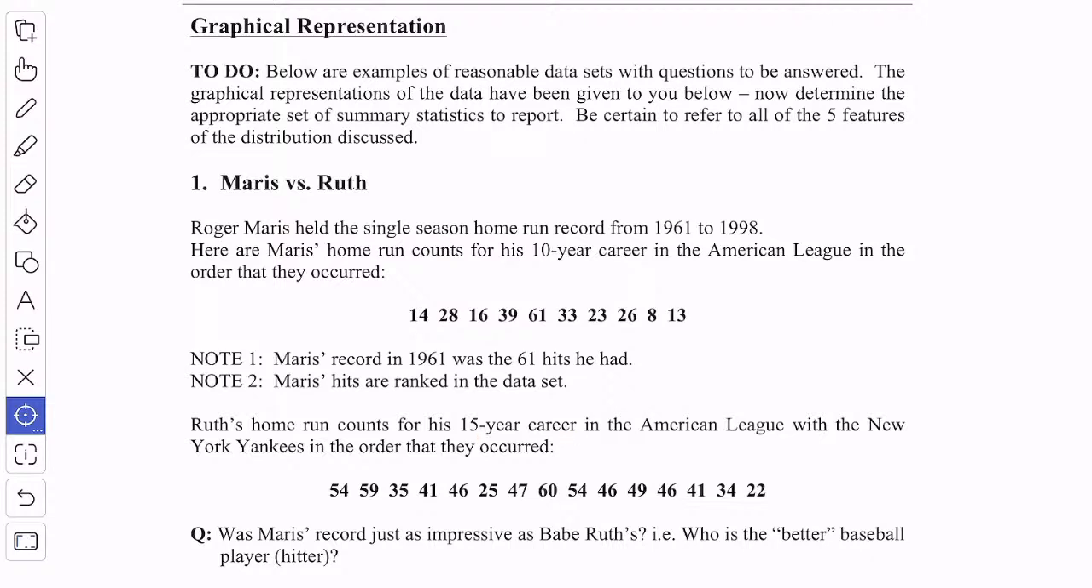Now these are a sample. You take this as a sample because they played other games during their career. This is Maris's 10-year career, Ruth's 15-year career. They had played other games, but we're going to focus on the sample from their actual major league games, not exhibition games. And when you look at these data, can you answer the question, who is the better baseball player? What would you say?